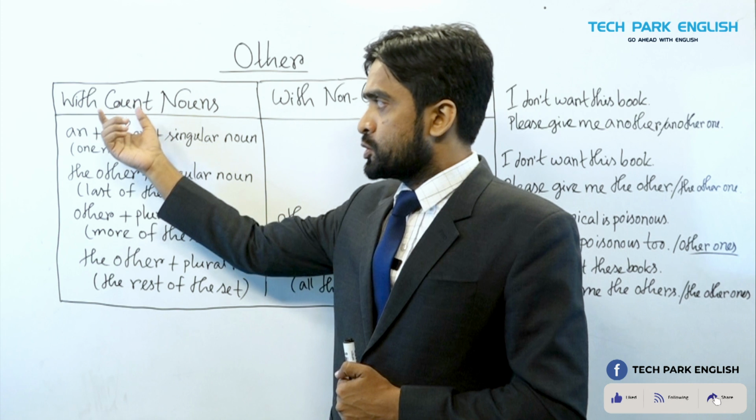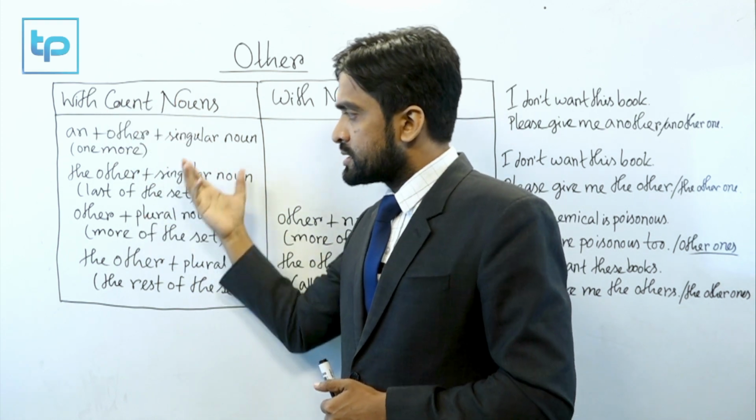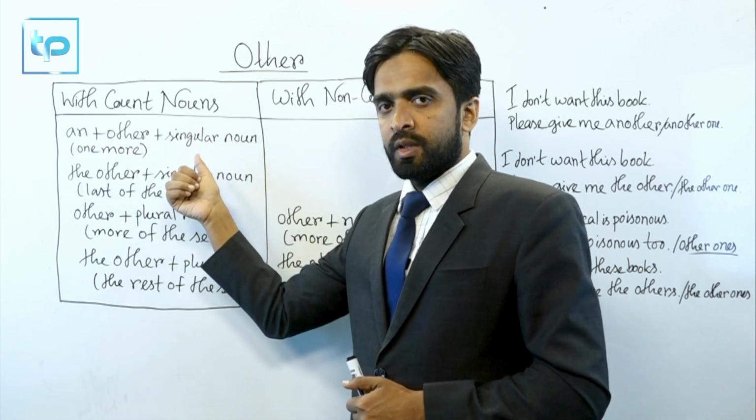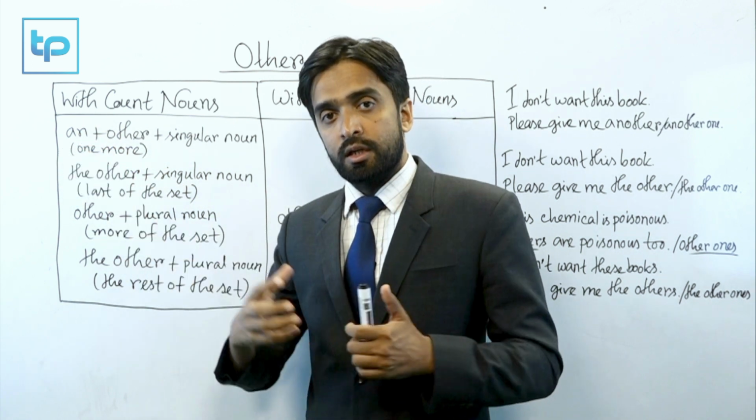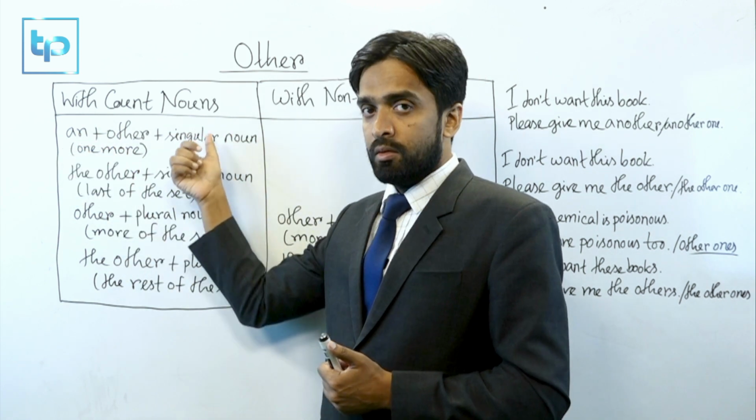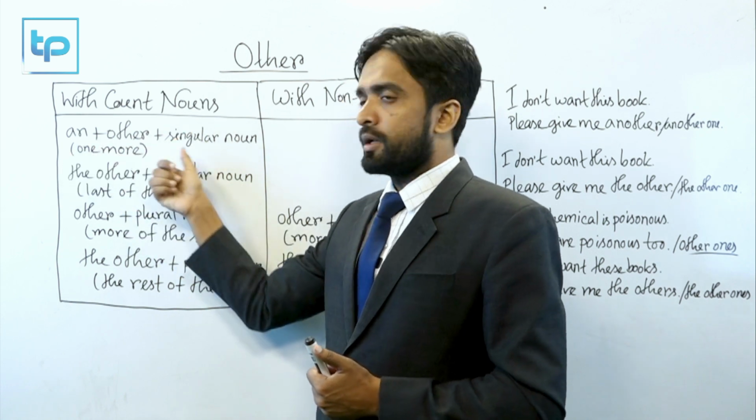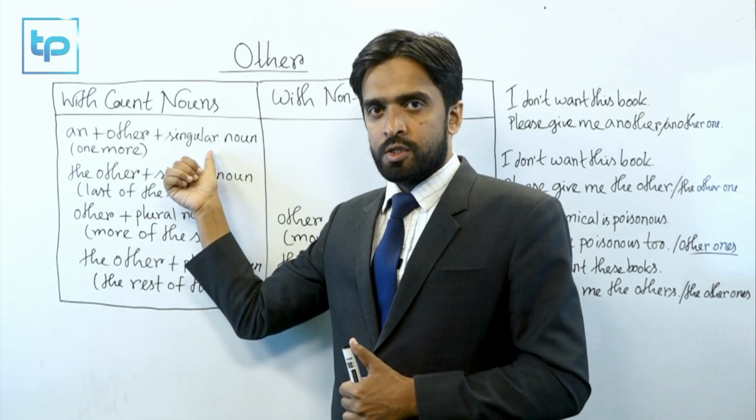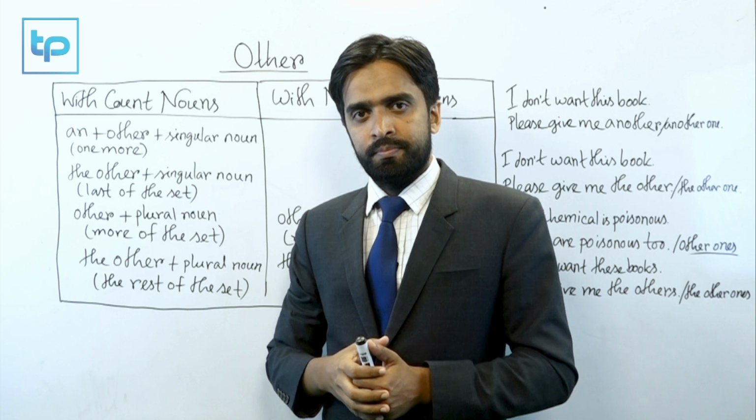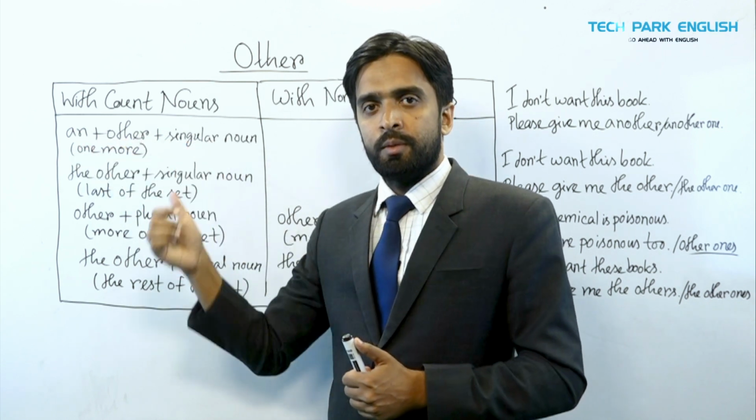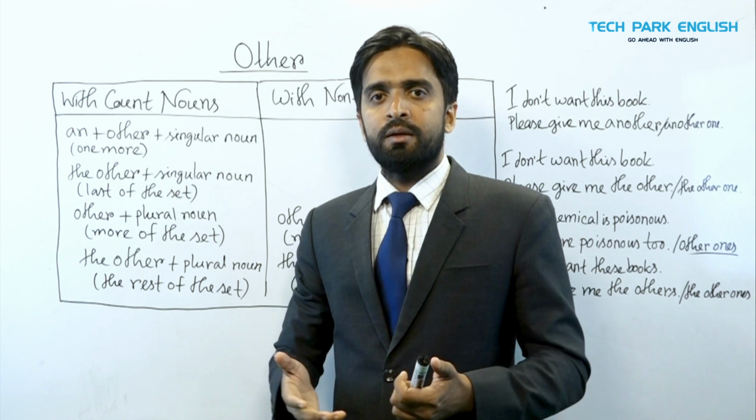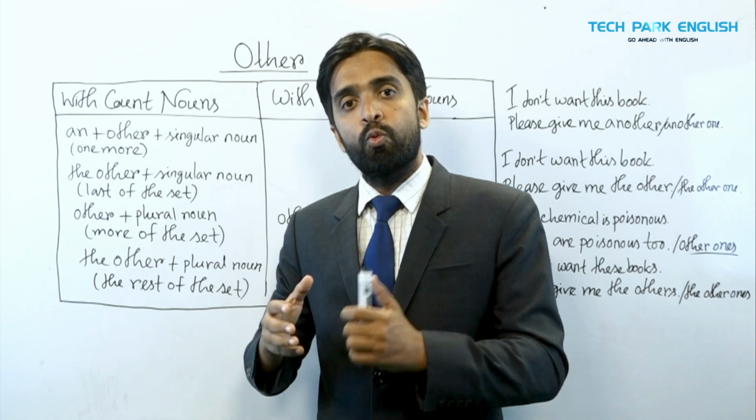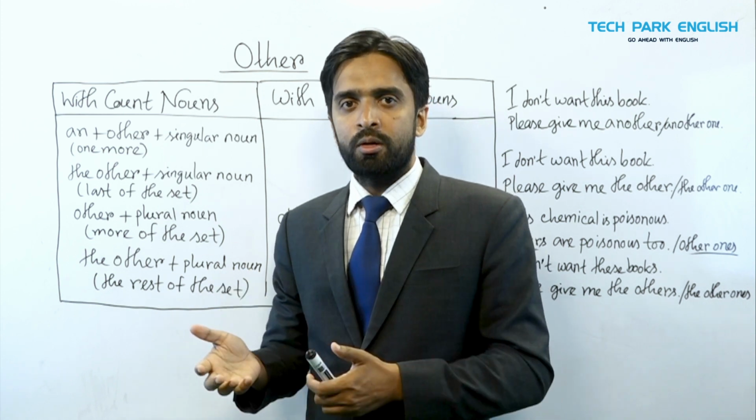When other is used with countable nouns, it provides different meanings. Number one, another with a singular noun. As an is used here, it actually means one, so it is used with a singular noun. Another with a singular noun provides a meaning like one more. For example, you can say another pencil. It means one more pencil. Another book means one more book. So you could say, I need another pencil, or I need another book. It means I need one more book, or I need one more pencil.